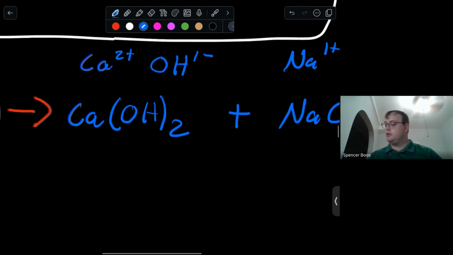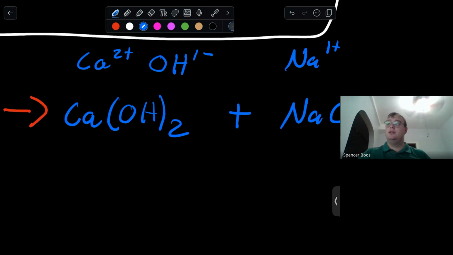I look here. Okay, calcium and hydroxide. It says here hydroxides are insoluble in water except with group 1A metals and ammonium. Calcium is not a group 1A metal, nor is it ammonium, which makes this, you guessed it, our solid, our precipitate.